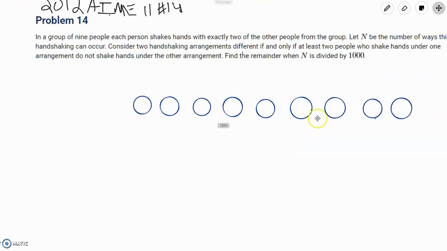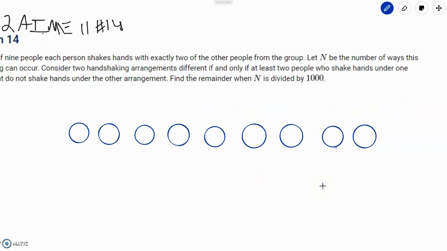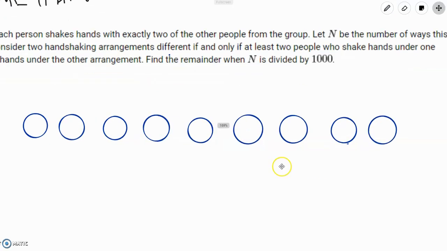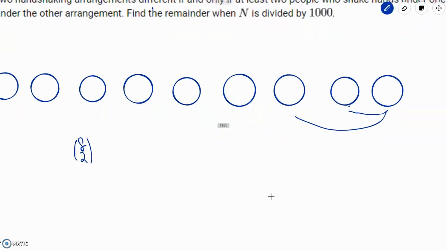So let's just look at what the last person can do first. It doesn't really matter what the order of these handshakes are, because the end result is what we want to be the same either way. So, let's just assume the last person shakes first with someone. So this 9th person can shake with anyone from these first 8 people. But let's just assume that he shakes with person 8 and person 7. And we'll multiply this by 8 choose 2 at the end, because there's 2 ways to choose from 8 people.